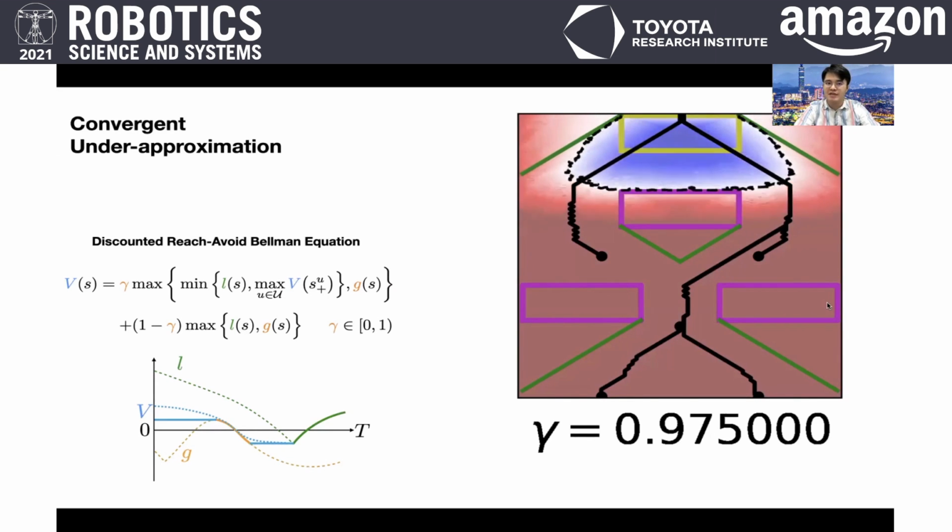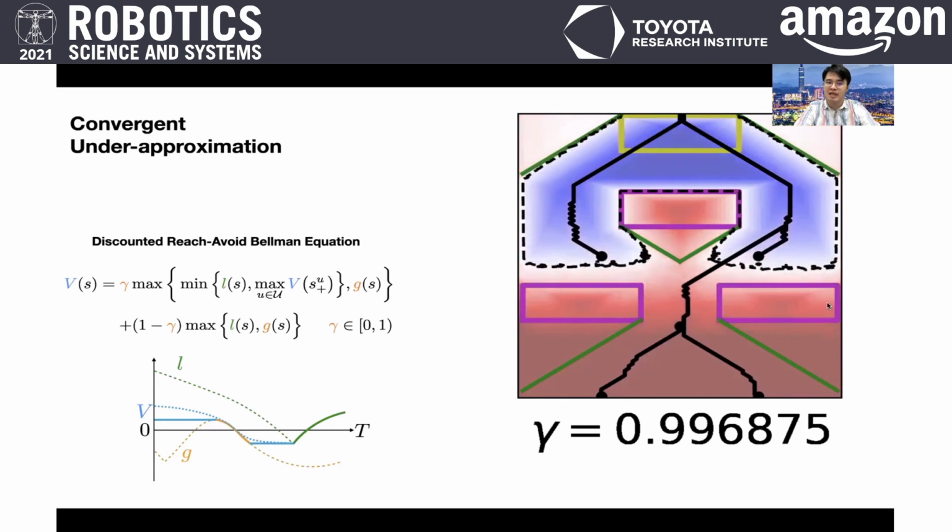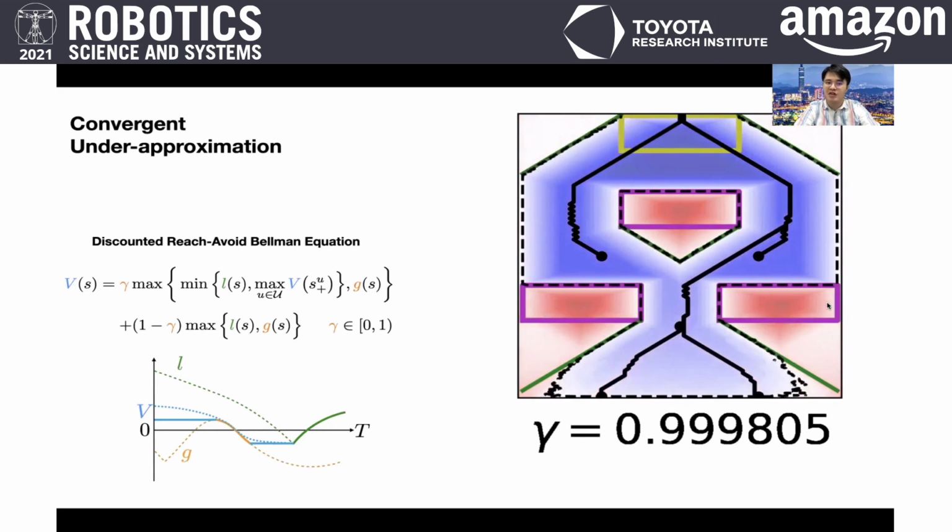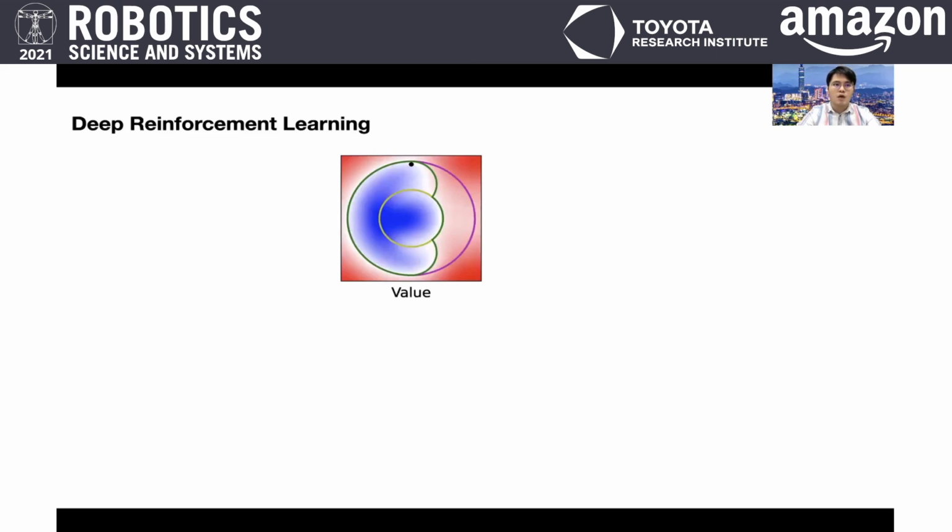This property guarantees that the resulting zero sub-level set is a conservative under-approximation of the reach-avoid set, and in fact, it becomes arbitrarily tight as time discounting is phased out. We prove this allows us to apply deep reinforcement learning, such as double DQN, to reason about the safety and liveness of high-dimensional systems.